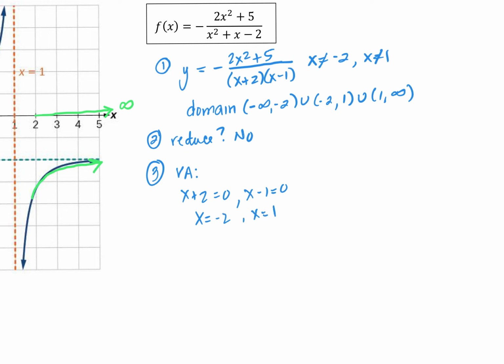Remember, the vertical asymptote is not the number -2 and it's not the number 1. These are vertical lines, so they have to be written as x equal to -2, that's one line, and x equal to 1, that's another line. All right, so we found our vertical asymptotes.